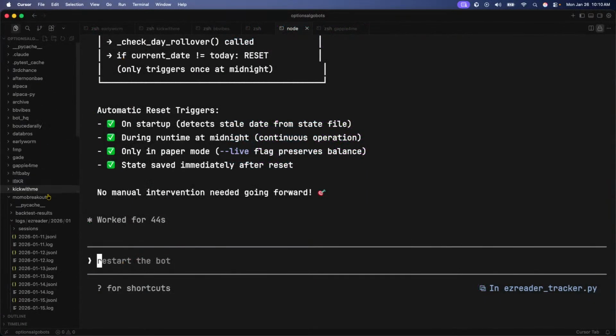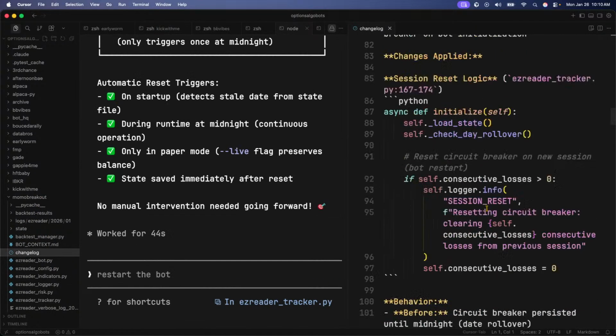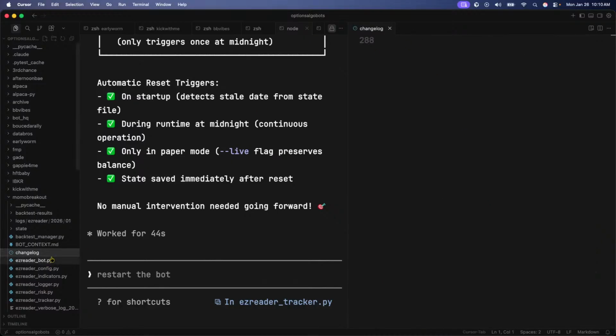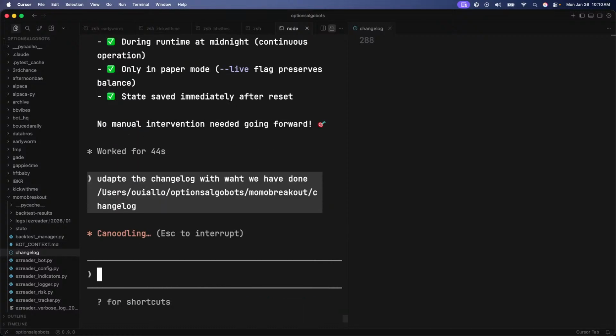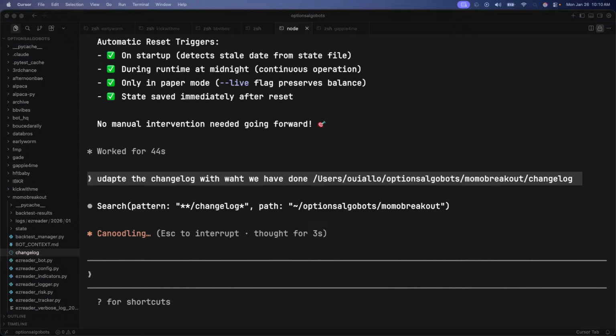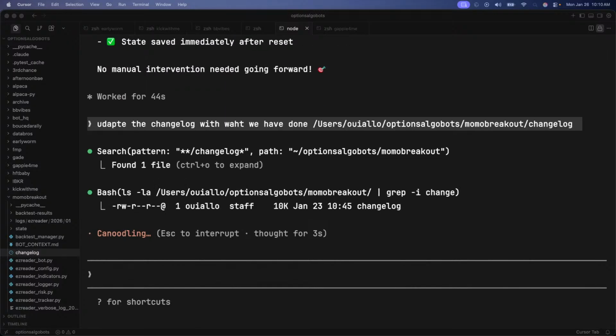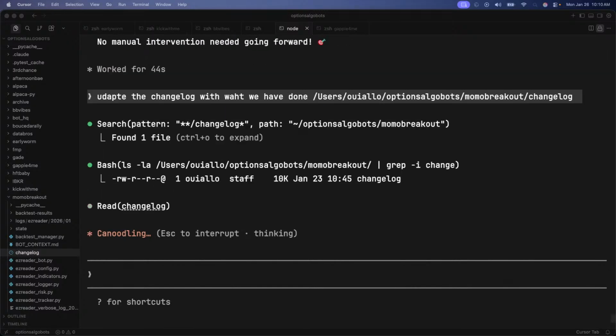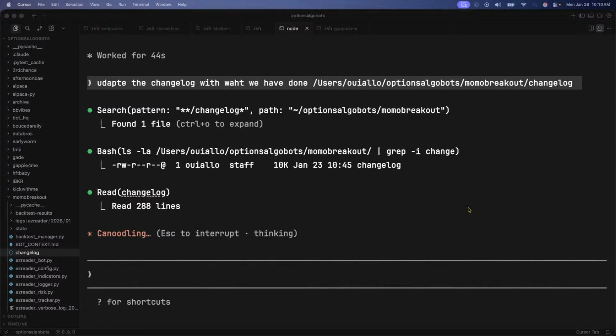Beautiful. Yep, you still got a lot of room. Update the change log with what we have done. I would appreciate it, bruv. And we're gonna go to the next bot.